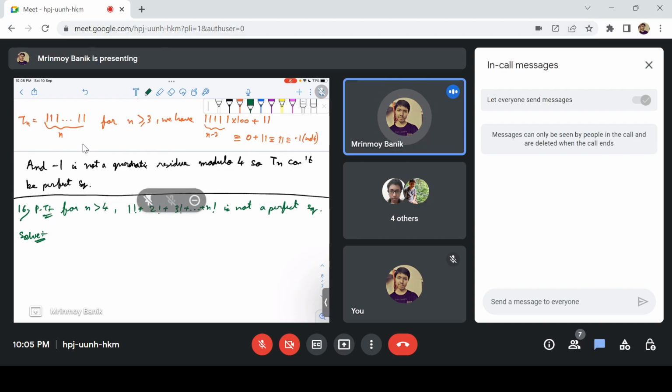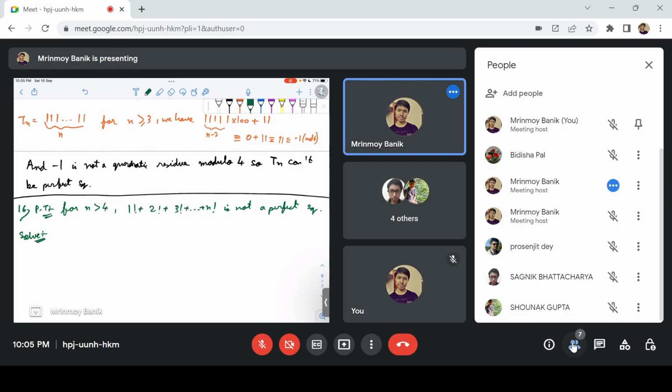So could anyone prove this one? Shonok? Hello? Hello, Shonok, can you unmute? Yes, sir. Yeah, so could you find any possible candidate or a divisor so that we can check its quadratic residue class? So you must have tried for the first few numbers like 3, 4, 5, 6, right?